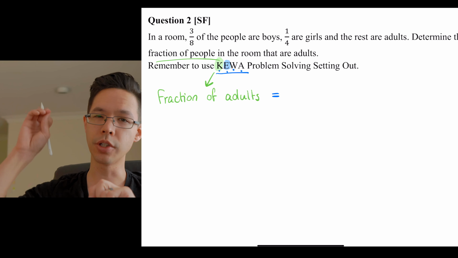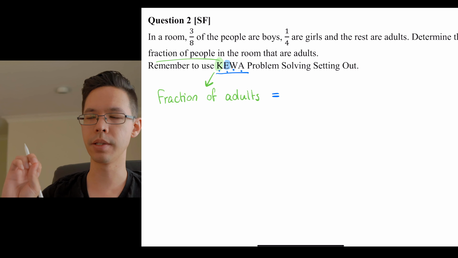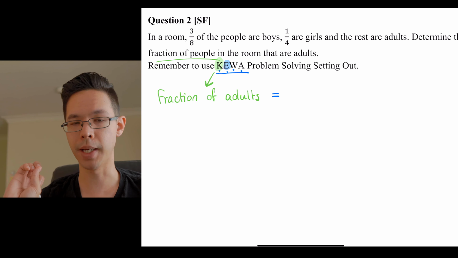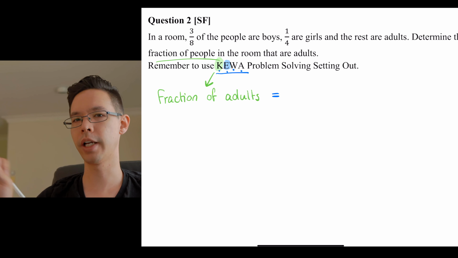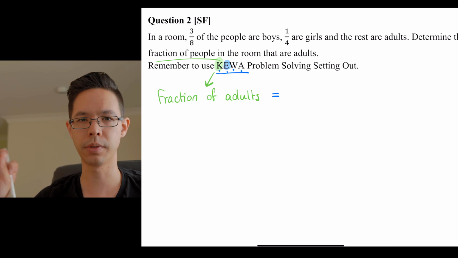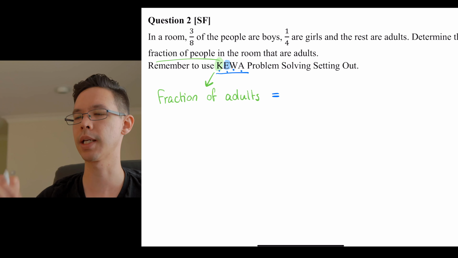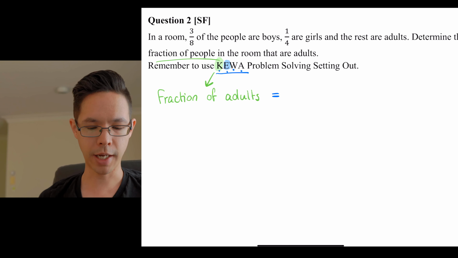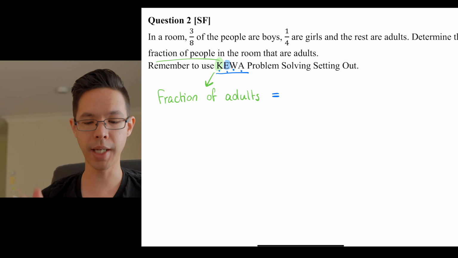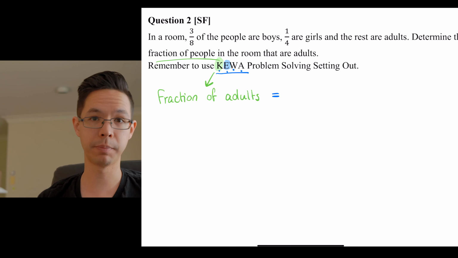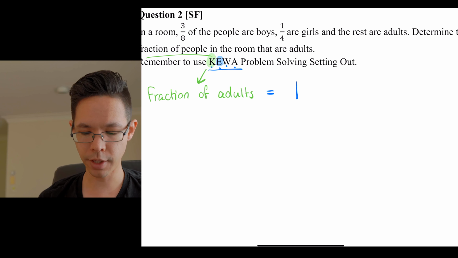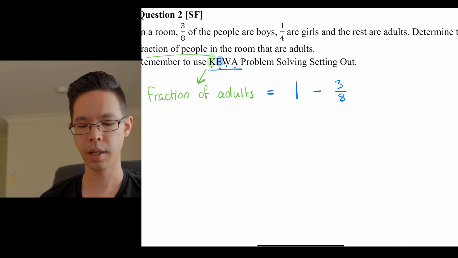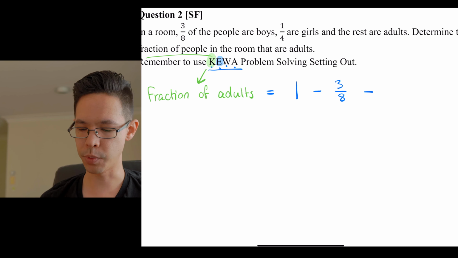However, if you can do this now, you will find later down the road, especially for year 7 maths, you'll be stronger. You'll be able to tackle the more difficult things, especially when we get to things like algebra, which we'll do later this year. So the fraction of adults is basically going to be everyone take away the 3/8, as well as take away the 1/4. So out of everyone, we are subtracting the boys, which are 3/8 of them, and we're also subtracting the girls, which is 1/4 of them.